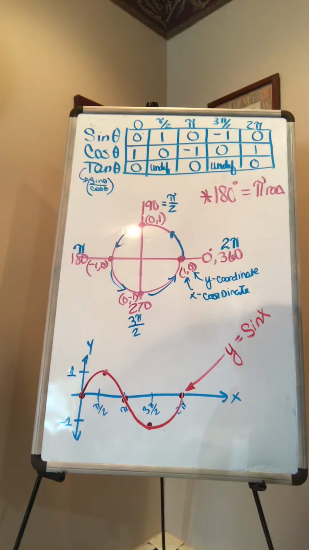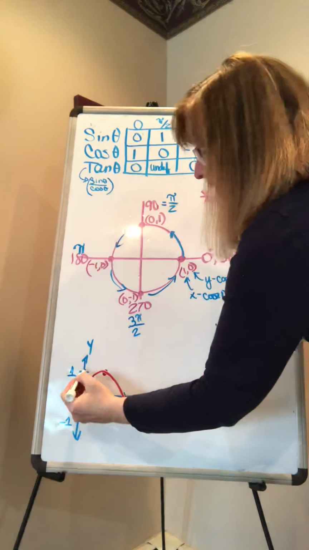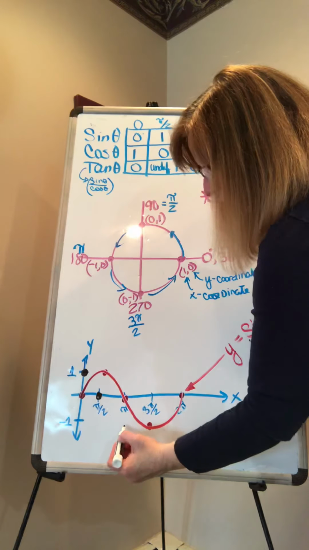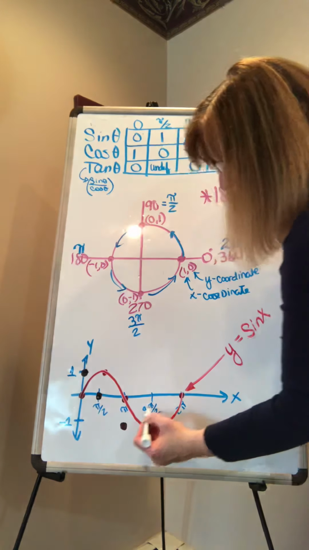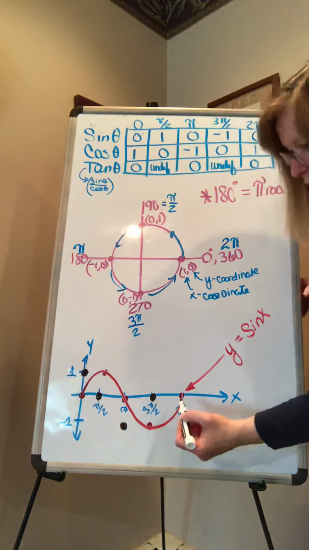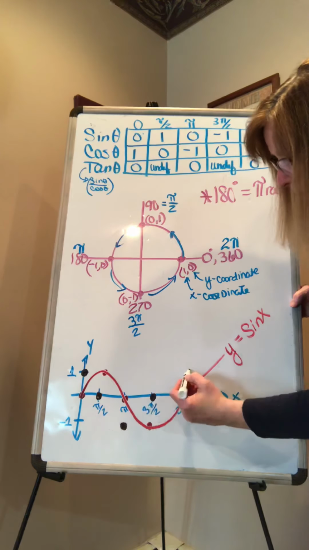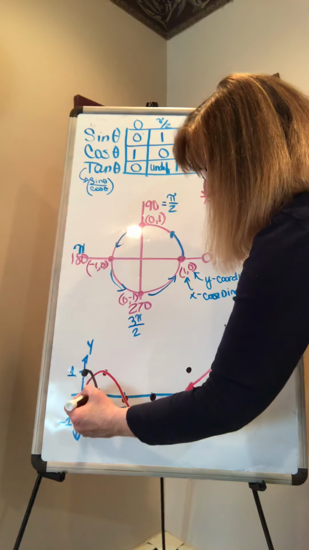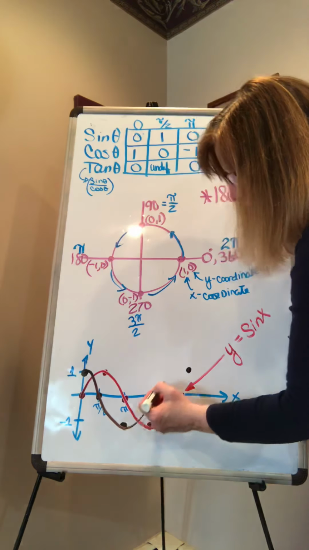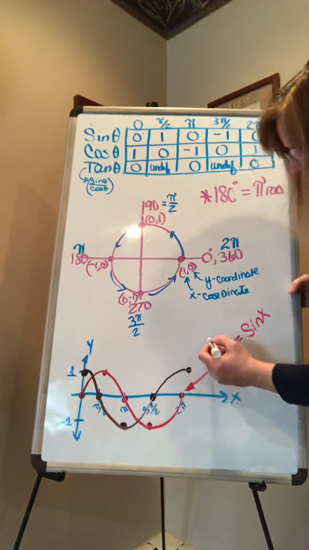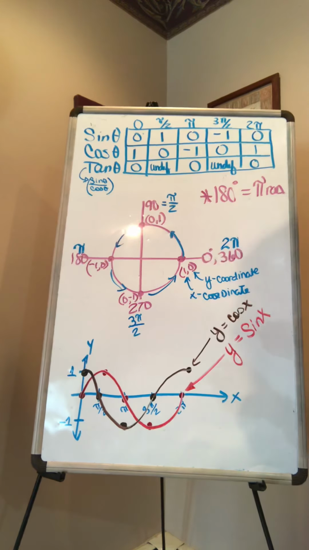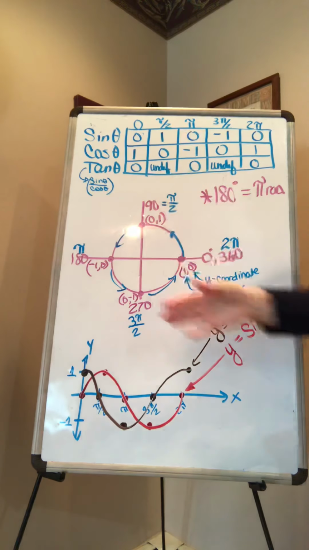Now, if I want to take a look at my cosine function, cosine starts at 1. And then cosine hits 0 at pi over 2 radians. Cosine's at negative 1 for pi. It's at 0 for 3 pi over 2. And it's back up at 1. Cosine, you've got to draw a little lip, because remember, these are curves. They can't be straight. Everything's got to be curved. So this is y equals cosine of x. And they follow the coordinates.